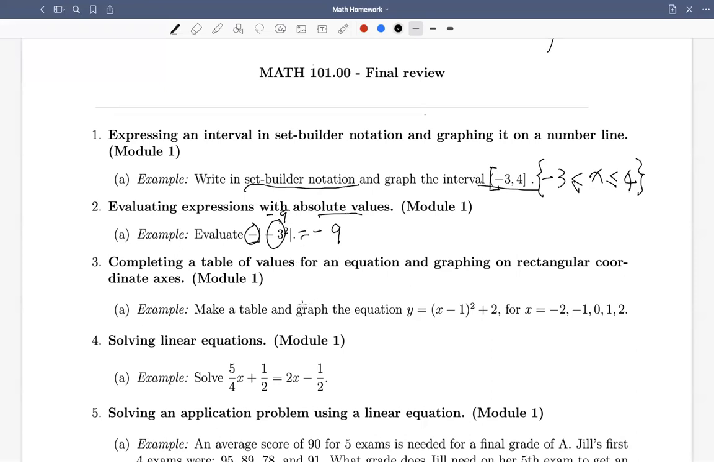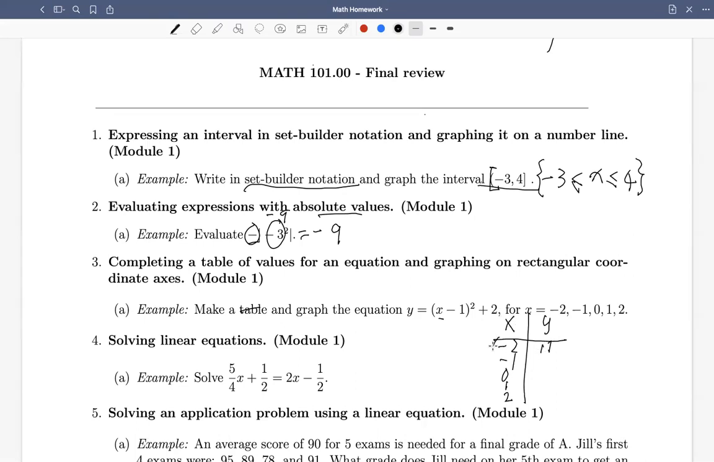Number 3, we want to make a table value to graph this. So we're given x value. So table like this. Then we just graph, make this is x value, this is a y value. X value we want to be -2, -1, 0, 1, and 2. Then we need to find the corresponding y value. So we just plug into this, right? If x is -2, -2 minus 1, that's -3. -3 squared is 9. 9 plus 2, we get 11.